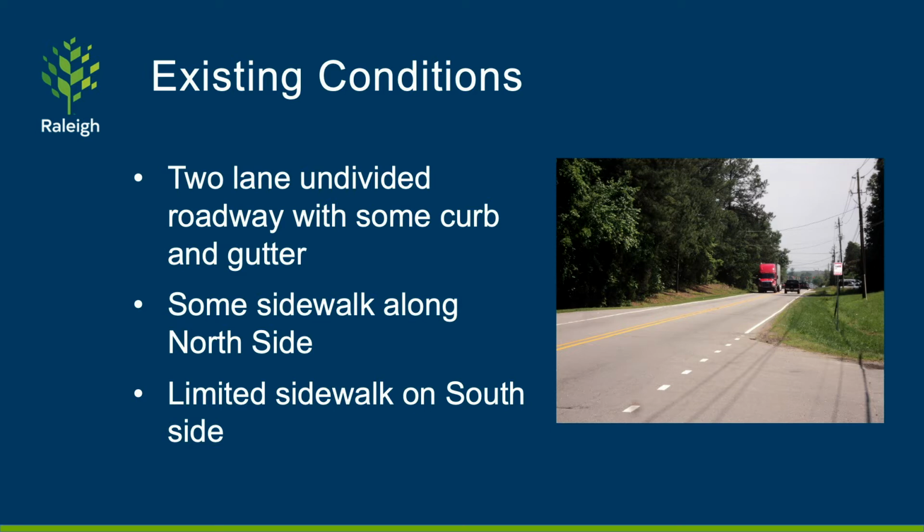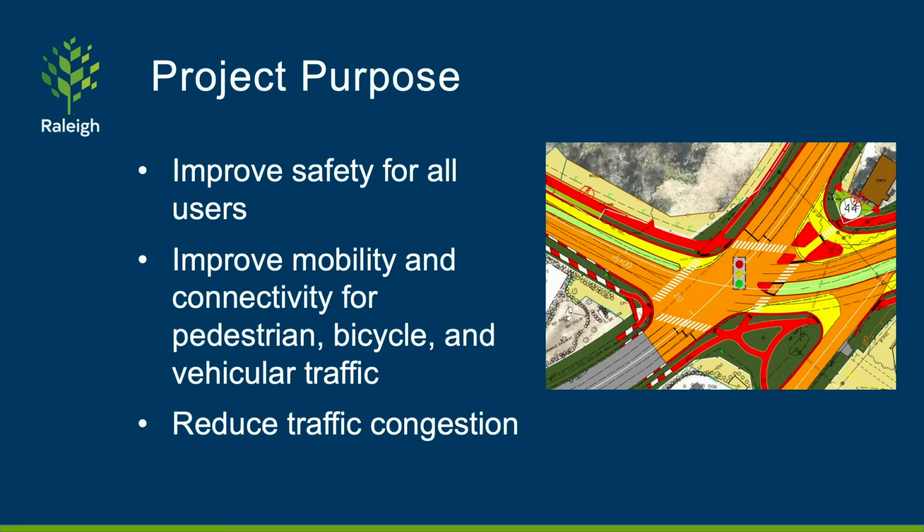Both sides of the road have some sidewalk. However, large portions of the roads do not have pedestrian facilities on either side. The purpose of the project is to improve the mobility and safety of all users along the corridor. The roadway improvements are being considered to primarily address the vehicle congestion throughout the corridor and the inconsistent pedestrian facilities. As with other Raleigh roadway improvement projects, we will also be adding facilities for cyclists.